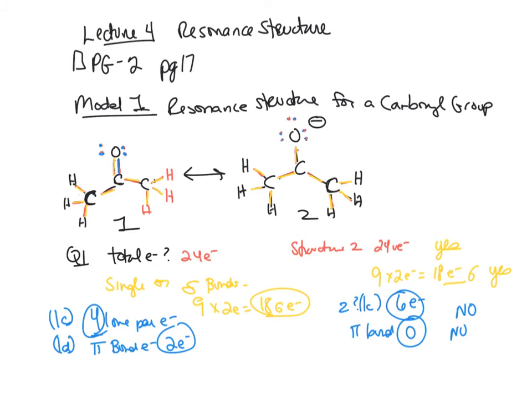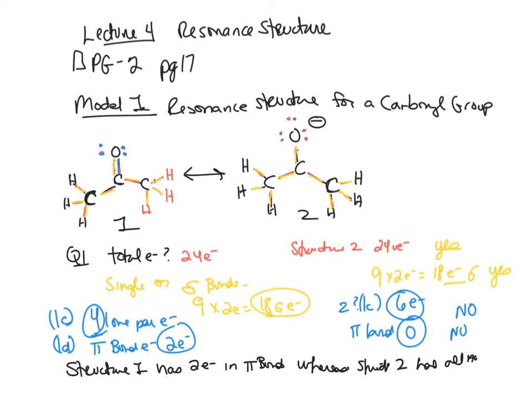Based on these answers, describe what is different between structure one and two in terms of electrons. What would you say? Structure one has two electrons in a pi bond, whereas structure two has all its electrons in the non-bonding pairs. When you say all, you could say resonance electrons. Those are the ones that can participate.